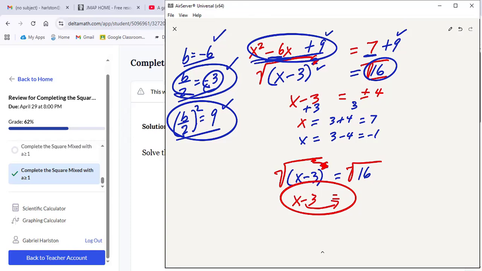All right, you should have two solutions most of the time. Sometimes they're going to be two rational. Sometimes they're going to be two irrational, but just make sure you get x by itself.